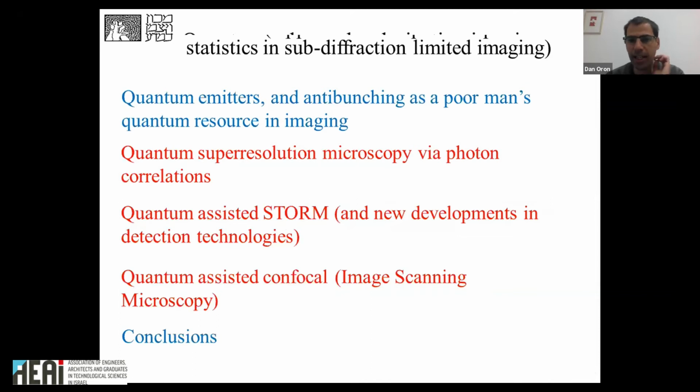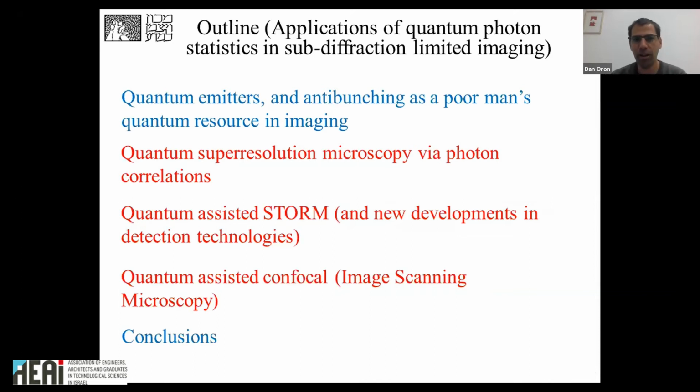So now I'm getting to the main part of my talk, and this is the outline. I'm going to use a different resource, not correlated photons, entangled photon pairs, but rather the fact that you have anti-bunching or quantum effects on the photon statistics. So I'll explain what quantum emitters are and then what anti-bunching is and how it can serve as a poor man's quantum resource in imaging. And then I'll probably not have time for this second topic.